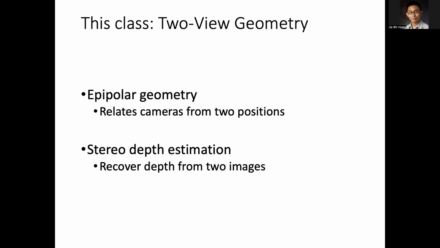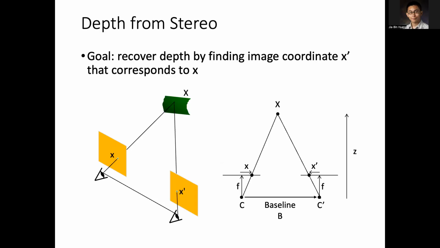It has a name called epipolar geometry. We will talk about that. If you have matched points, how do I describe the relationship between these two matches? And then based on that, we'll talk about how you can recover the depth from stereo matching, right? So if you have two images, how do you figure out the depth? Okay, so this is the main core application we are going to talk about.